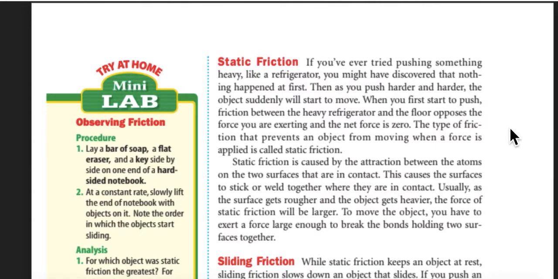The type of friction that prevents an object from moving when a force is applied to it is called static friction. It keeps things in place. Static friction is caused by the attraction between the atoms on two surfaces that are in contact. This causes the surfaces to stick or weld together where they are in contact. Usually, the rougher the surface and the heavier the object, the larger the force of static friction will be. To move the object, you must exert a force large enough to break the bonds holding the two surfaces together.